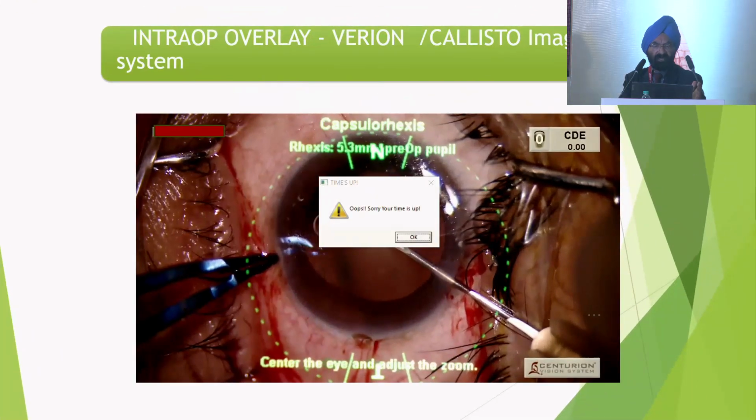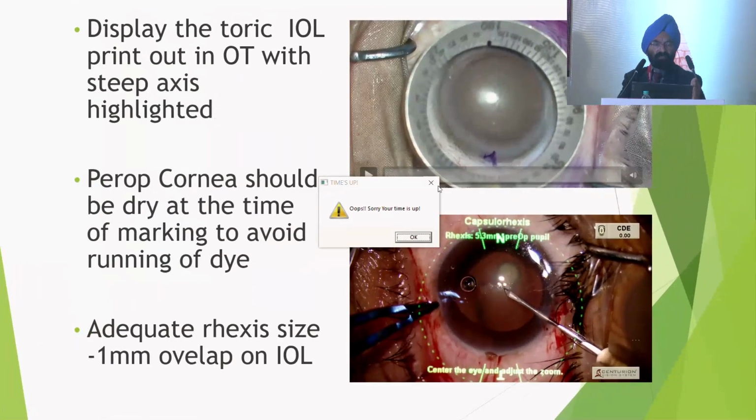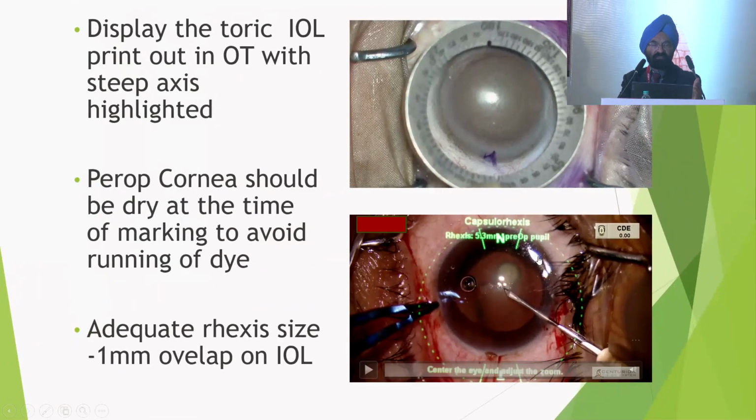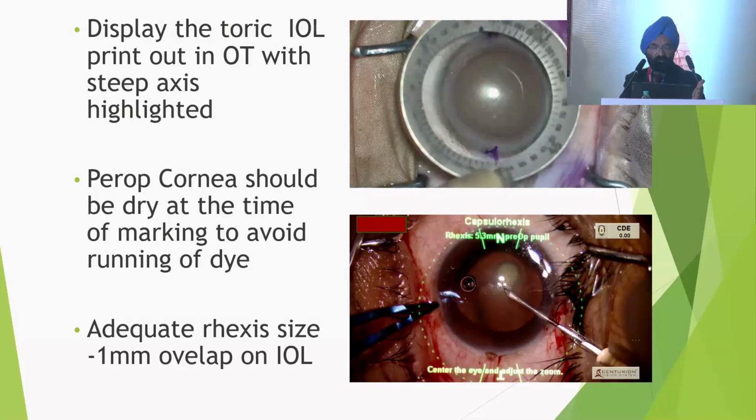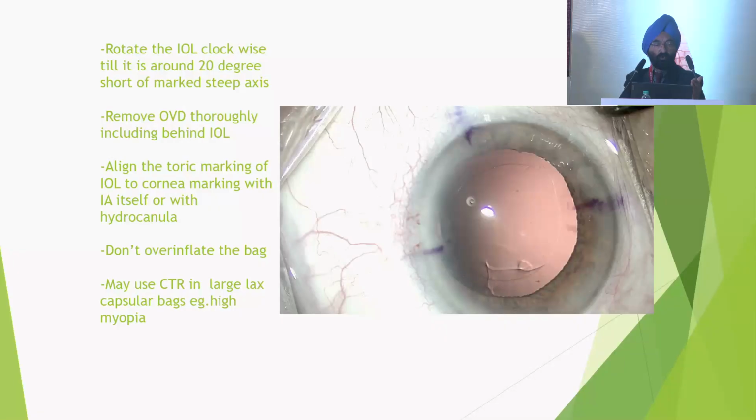So this is intraoperative overlay and display. What you can do is display the toric IOL printout in the OT with the steep axis. Per-op, the cornea should be dry at the time of marking, and adequate rhexis size with 1 millimeter overlap should be there. So these are intraoperative strategies which should be practiced.